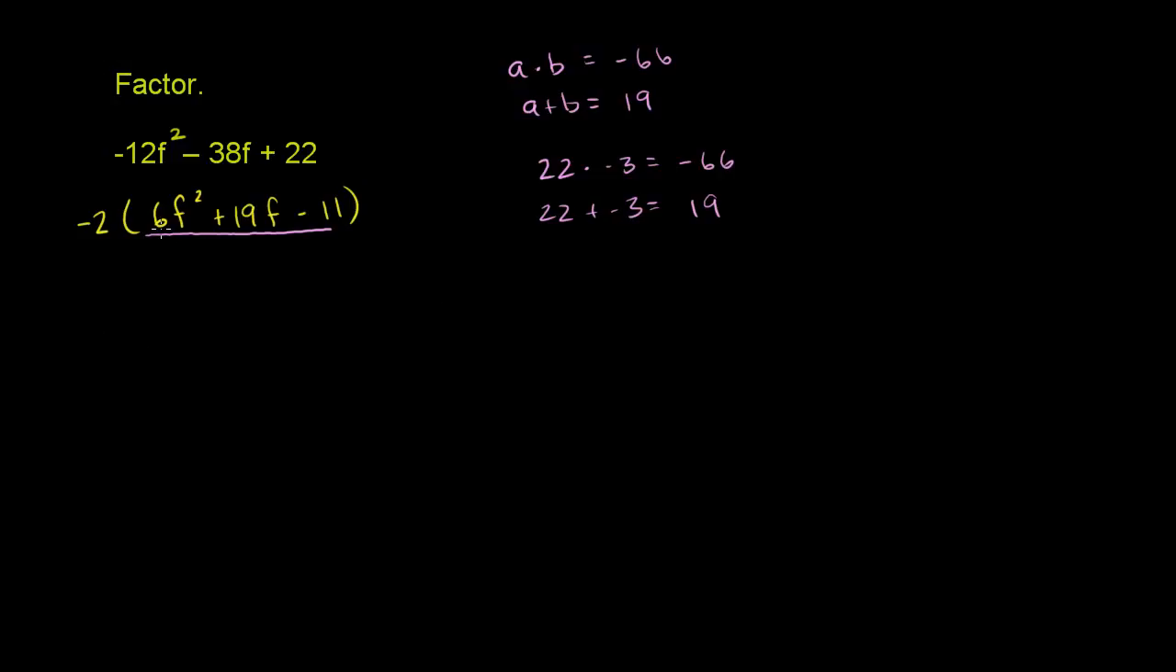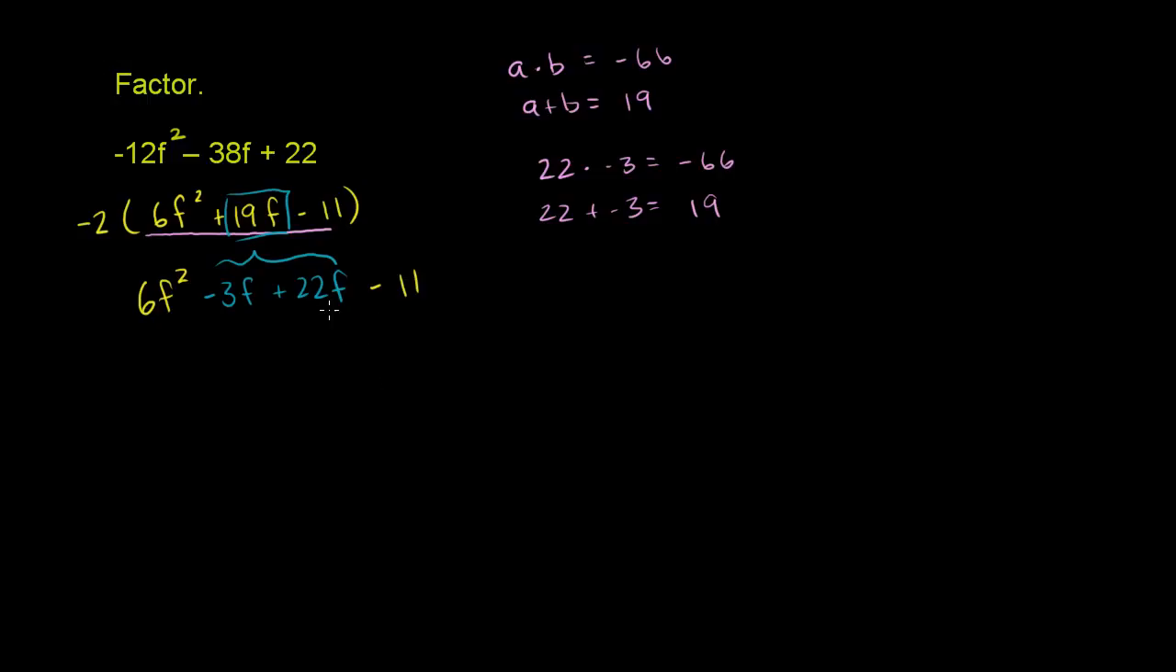So now we can rewrite this 19f right here as the sum of negative 3f and 22f. So it's negative 3f plus 22f. That's the same thing as 19f. I just broke it apart. And of course, we have the 6f squared, and we have the minus 11 here.